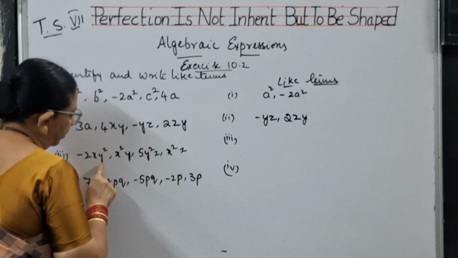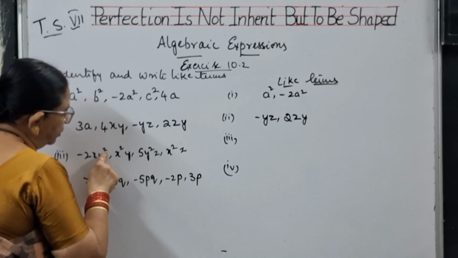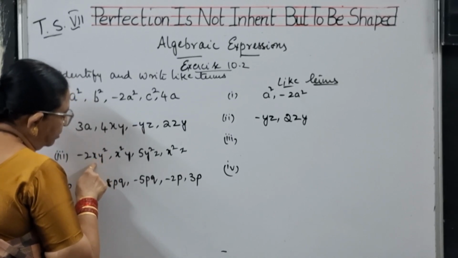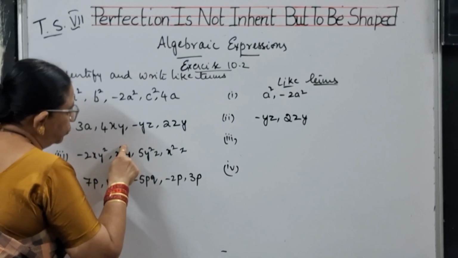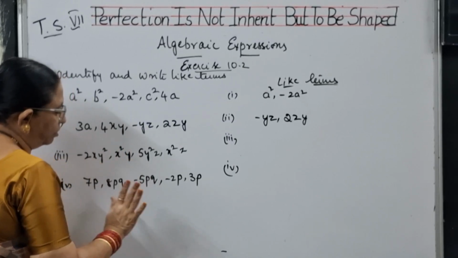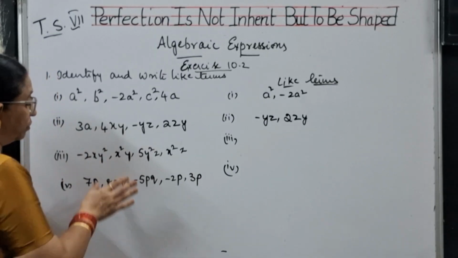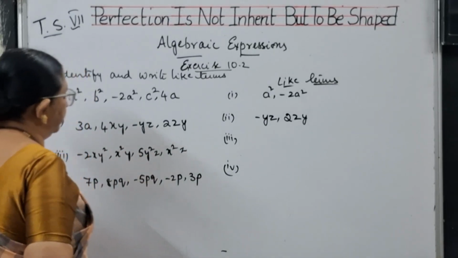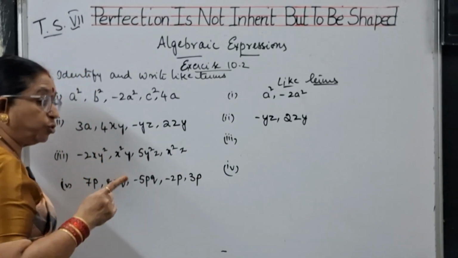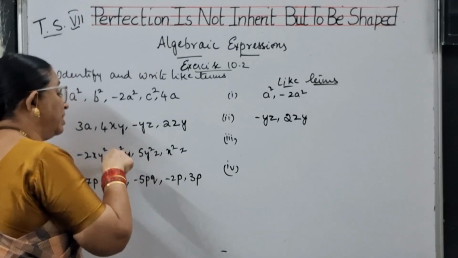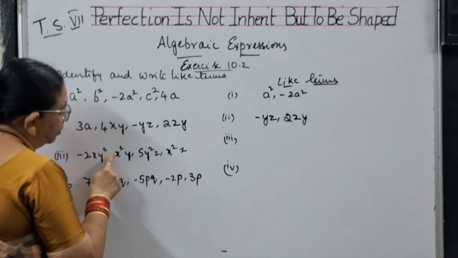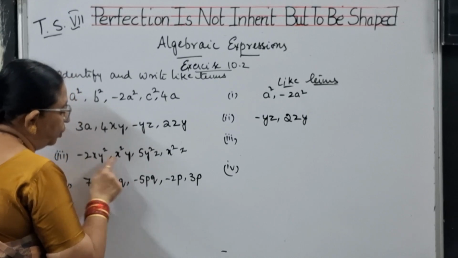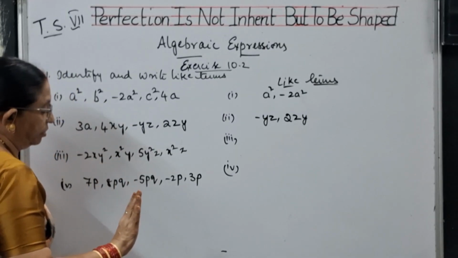Minus 2xy square: y has power 2, x has power 1. But here x has power 2, y has power 1. They are not the same. Just to confuse you, this type of problem will be given to you, children. But you should very carefully observe powers. Here x has power 1, here x has power 2. So these two are not the same.